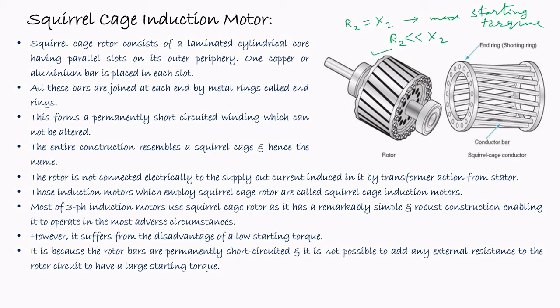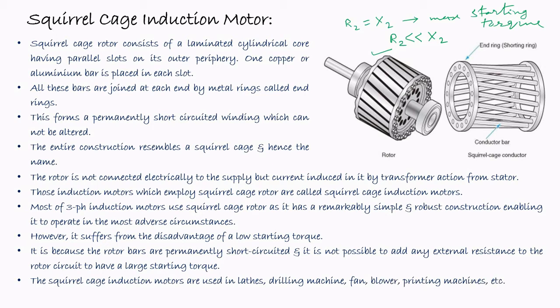As we have already discussed, as the rotor windings are already short circuited, it is not possible to add any external resistance to the rotor circuit. That's why we cannot get the high starting torque from this machine. This type of motor is used where constant speed applications and also low starting torque are required. For example, the lathe machine, drilling machine, fan, blower, printing machines. In this type of applications, the squirrel cage induction motors are generally used.